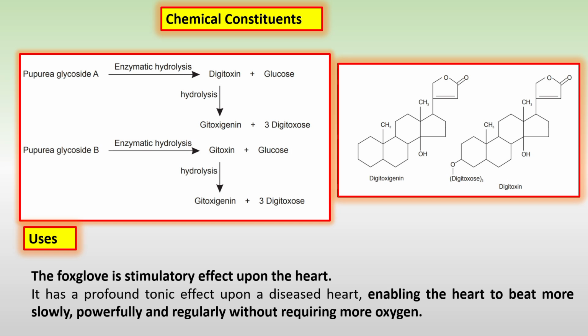How? It's very clear. It gives the strength to the muscle of the heart and increases the threshold of the heart muscles and gives them the activity. Even in low oxygen, it can have the contractility activity of the normal heart. So that's why it is written that enabling the heart to beat more slowly, powerfully, and regularly without requiring more oxygen.